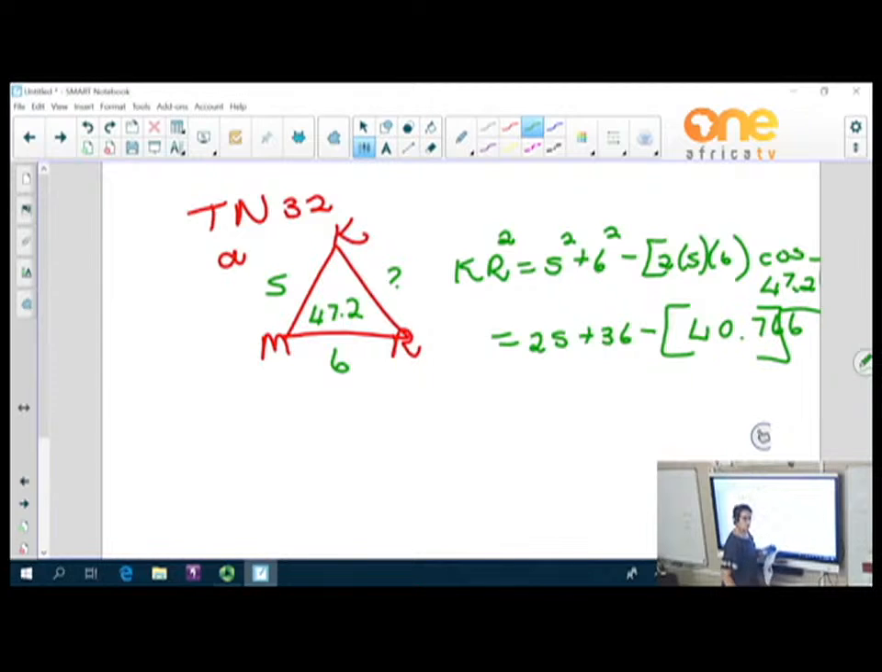40.766. Don't round off in that step. Go for 5 significant figures. We will round off in a final answer, because otherwise we're going to get wrong answers. Right, so in the next step, it will now be 25 plus 36 minus 40.766 is equal to, and there I have 20.234. But now remember, we want KR.